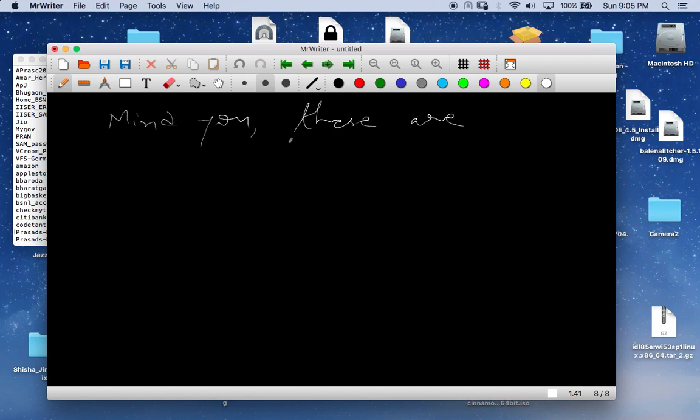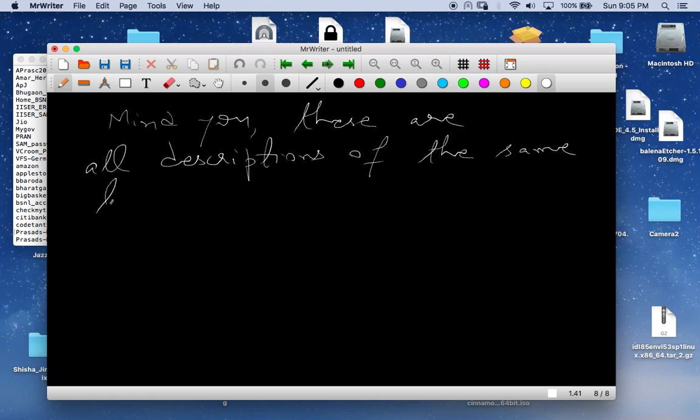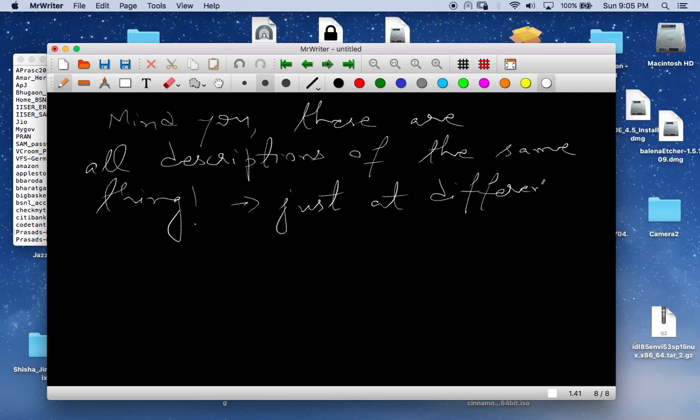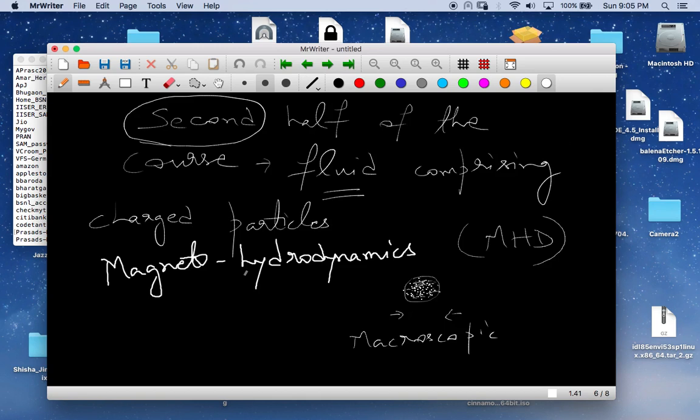But mind you, these are all descriptions of the same thing. Okay, just at different, shall we say, different resolutions, if you will, or different levels of detail. Okay, this would be a magnetohydrodynamic description, would be the coarsest level of detail.